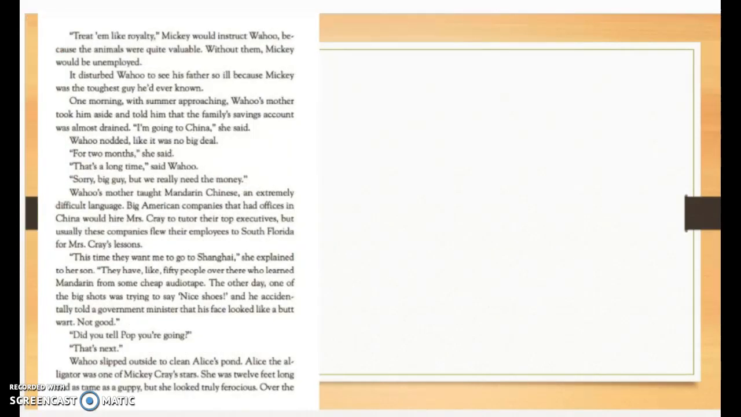Treat him like royalty, Mickey would instruct Wahoo, because the animals were quite valuable. Without them, Mickey would be unemployed. It disturbed Wahoo to see his father so ill, because Mickey was the toughest guy he'd ever known. One morning, with summer approaching, Wahoo's mother took him aside and told him that the family's savings account was almost drained. I'm going to China, she said.